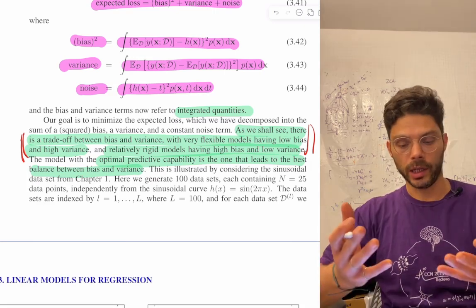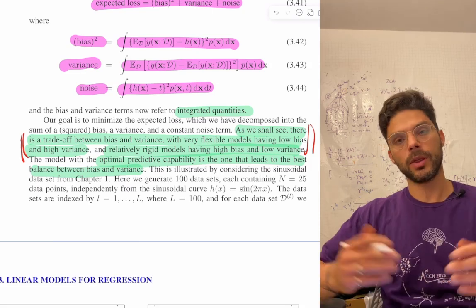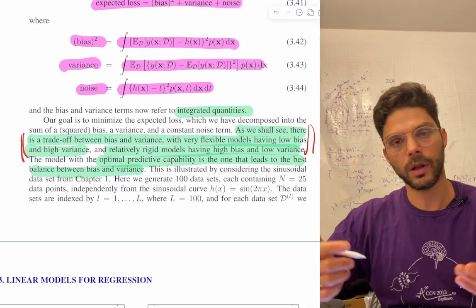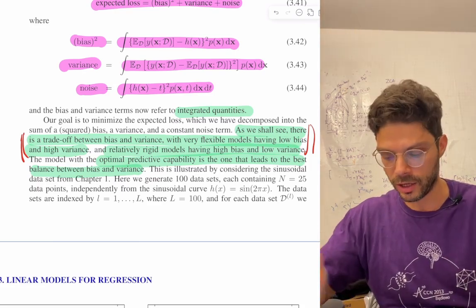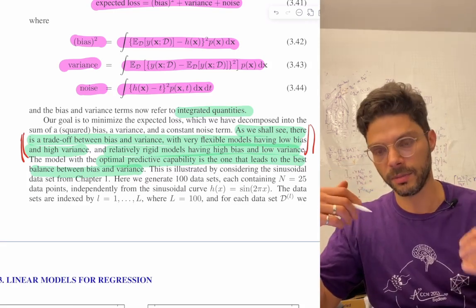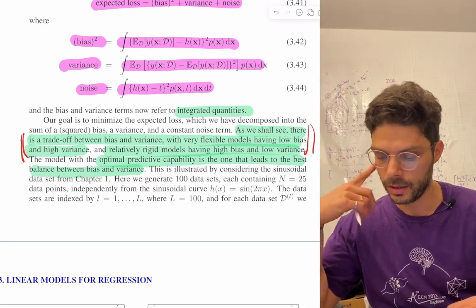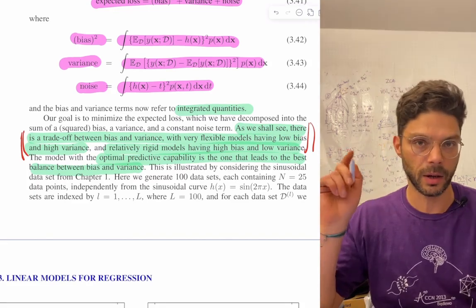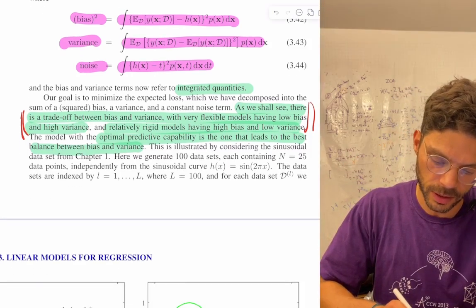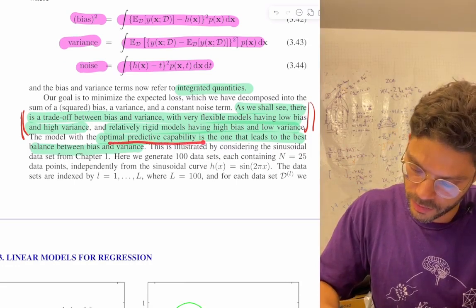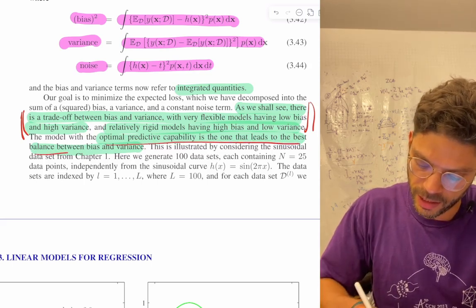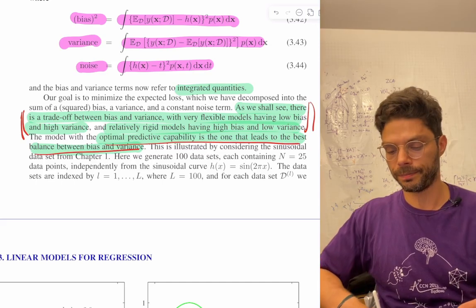So your overall drop in variance will be so much that your overall squared loss will actually be minimized. So just something to keep in mind. I've seen this unbiased estimator theory a lot, and I think the math of it is really nice, but not necessarily always the thing you want to do. So the optimal predictive capability is the one that leads to the best balance between bias and variance.